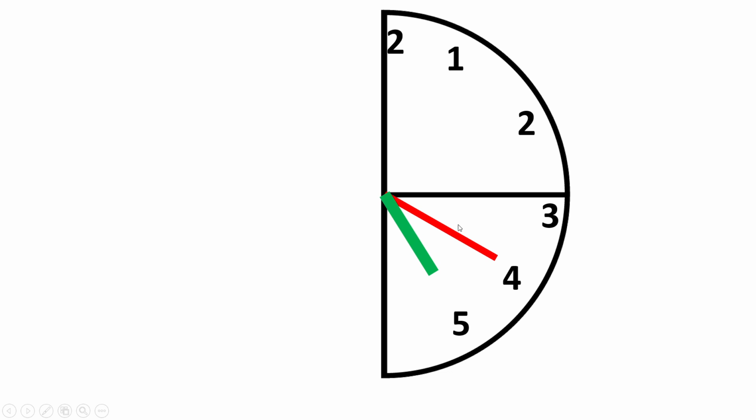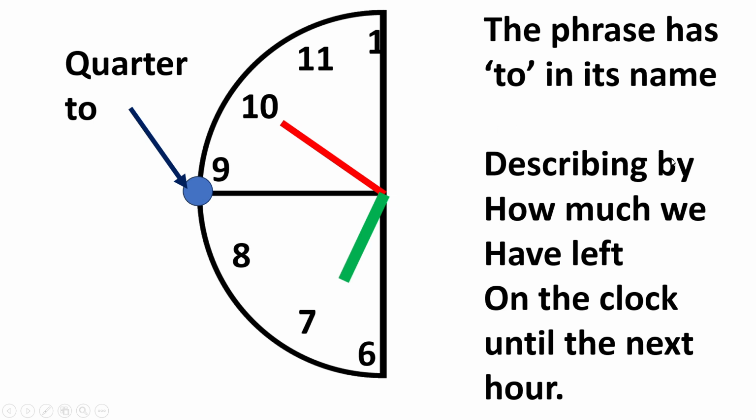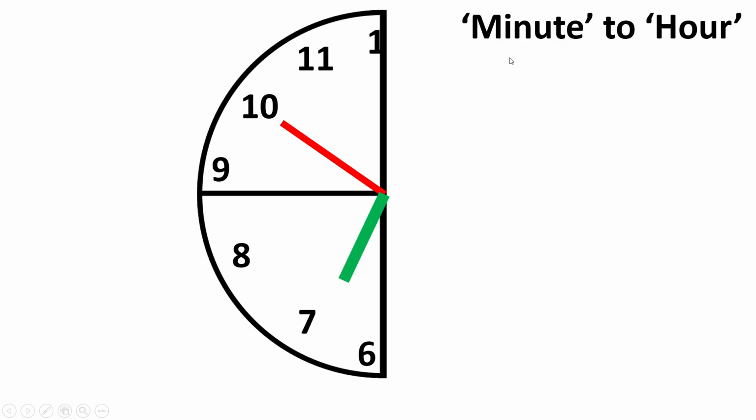Now we've looked at that half, let's look at the other half. On this other half we have one main point that we want to look at today, and that is quarter to. In this half, we are describing by how much we have left on the clock until the next hour. So we're going to see how many minutes we need to pass until the next hour will begin. So we will also use the word to in our phrases when speaking. So instead of saying minute past hour, we're going to say minute to hour.